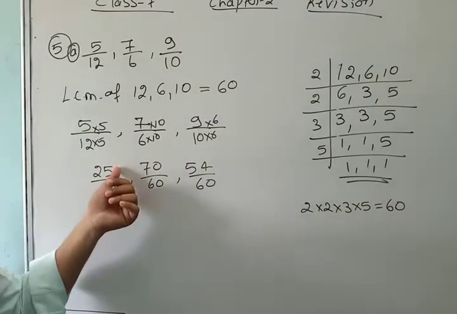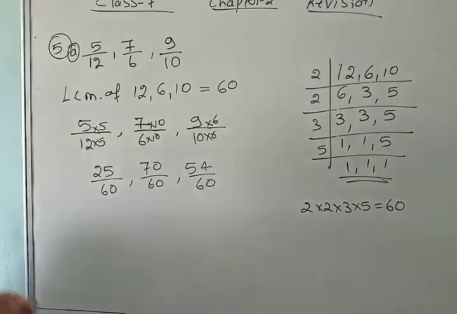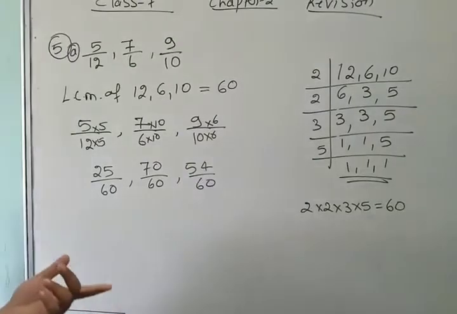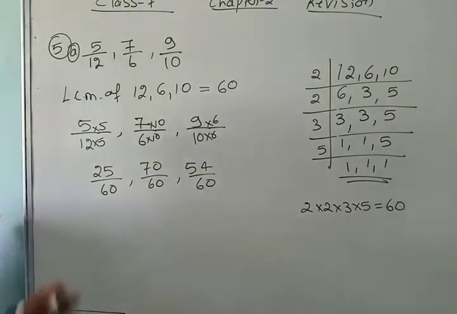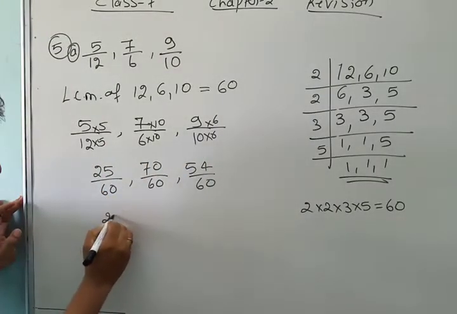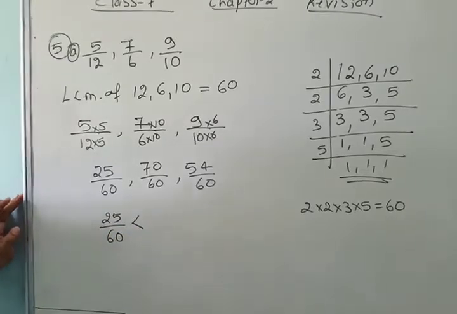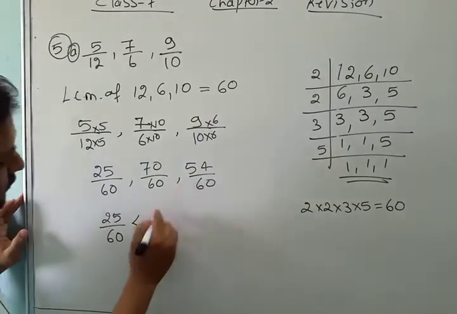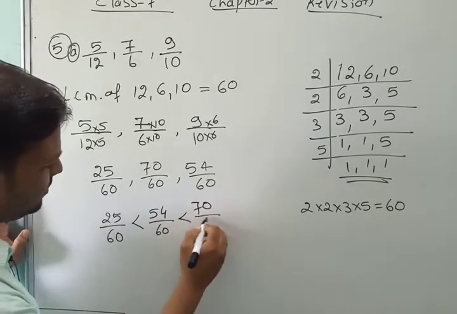If the numerator is smaller, then the digit is smaller. If the numerator is greater, then the digit is greater. So we have to arrange in ascending order. Ascending order means सबसे छोटा part लिखना है. So in all these three numerators, 25 is the smallest. 25 upon 60 is less than 54 upon 60, is less than 70 upon 60.